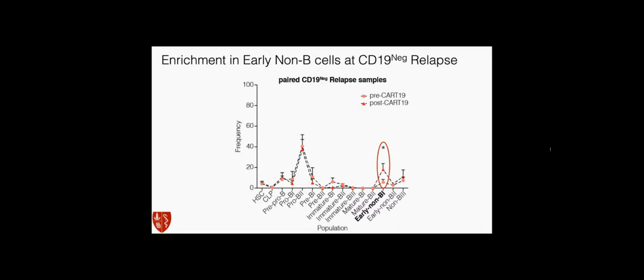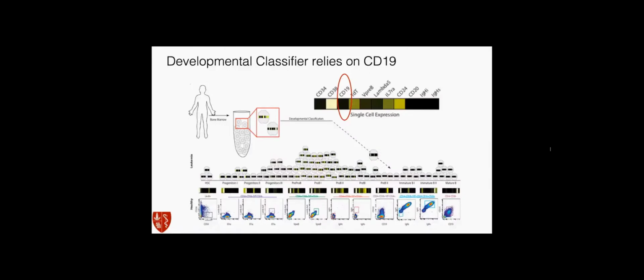When we went and looked specifically now at the patients who had a 19 negative relapse and looked at the paired samples now with more patients, again, we saw this enrichment in the early non-B cell population, which was, again, significant compared to the pre-CAR sample.